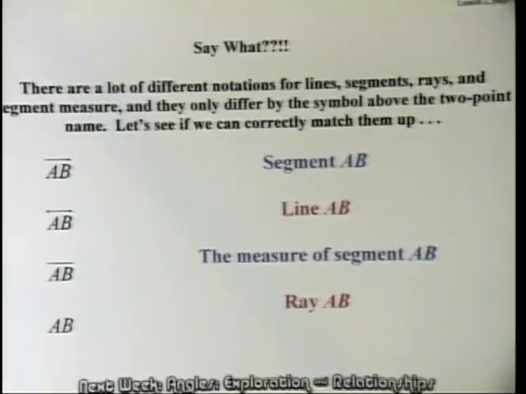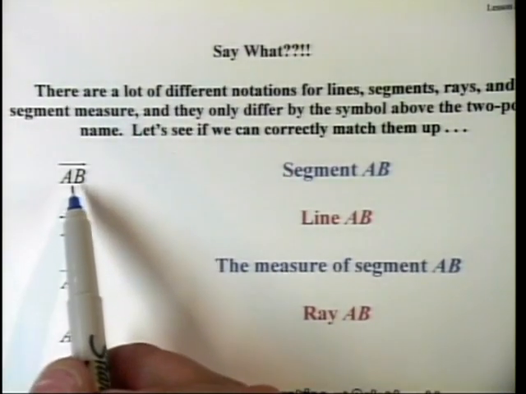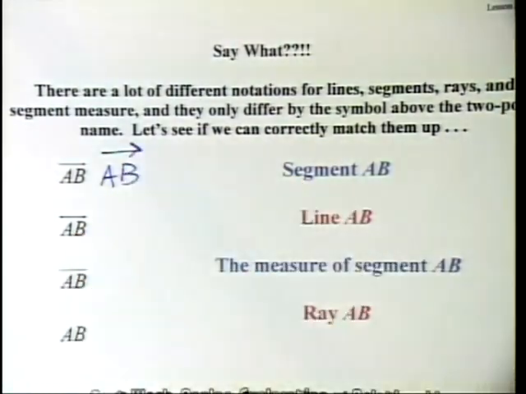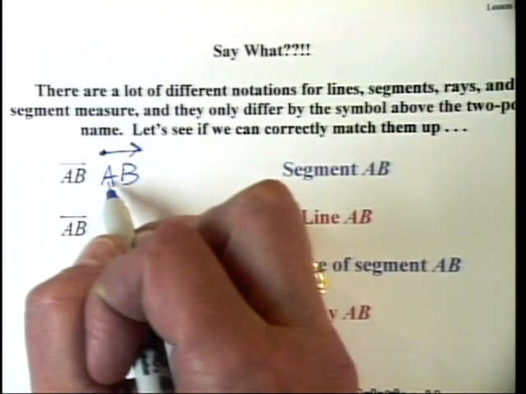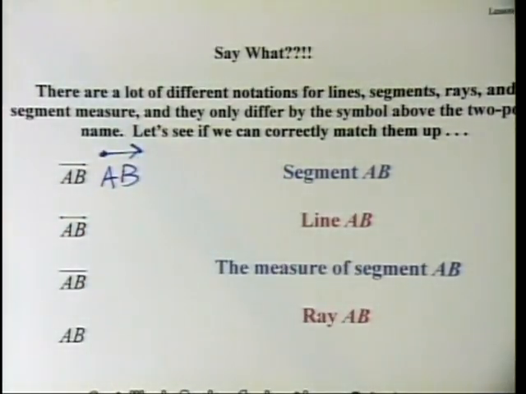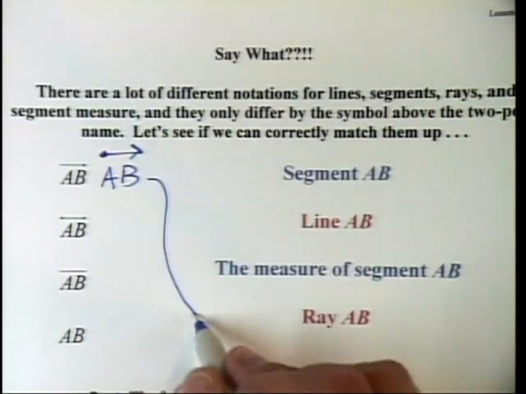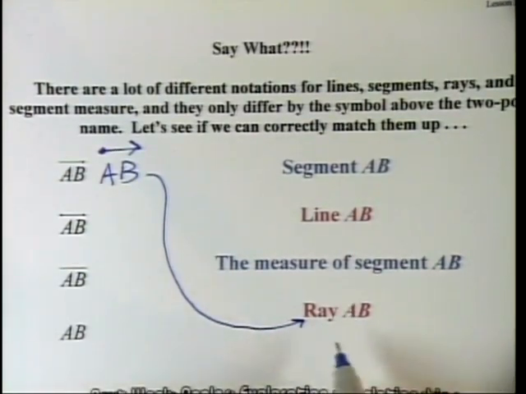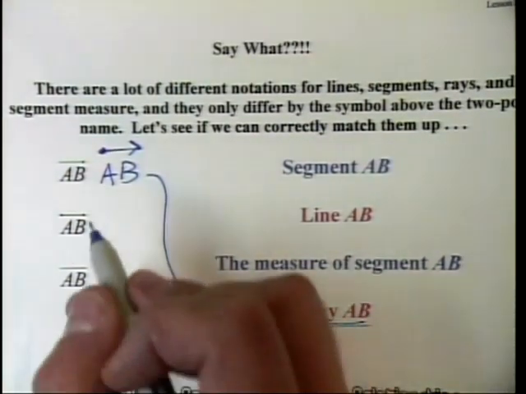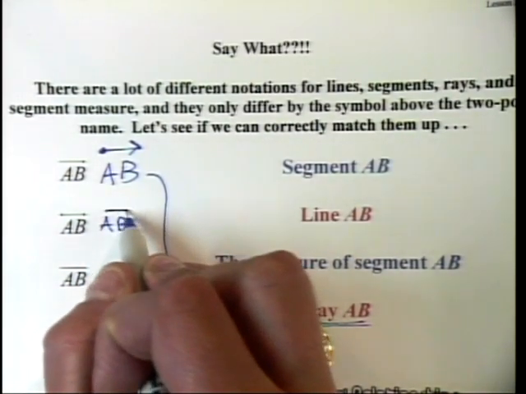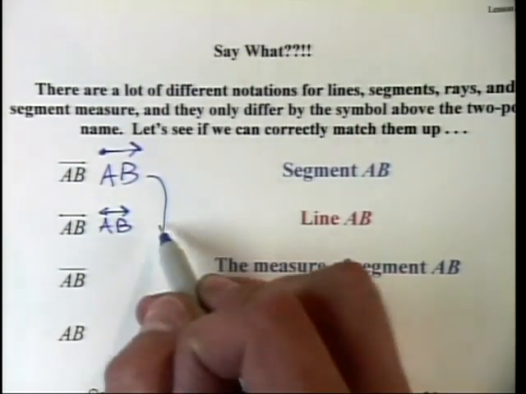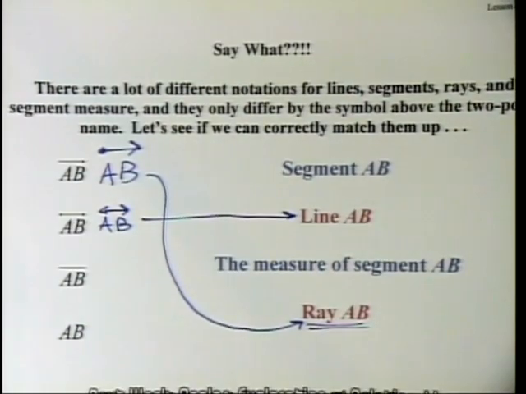So in the first one here, this is AB with a one-sided arrow. I'll write it a little bit larger. It's a one-sided arrow. Well, if you remember from last time, the starting point then is A, and it's fixed, and we go to infinity in the other direction. That has to be like a beam of sunshine, a sun ray, okay? Ray AB. Now this one here is AB with a double-headed arrow over it. That means it goes on to infinity in both directions. That's straight across. That's a line.